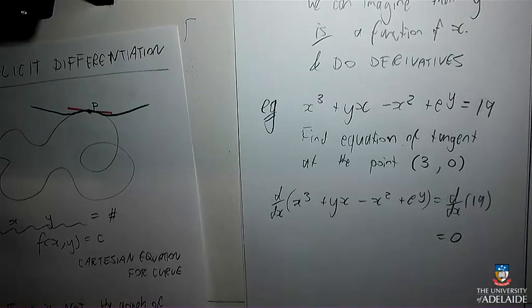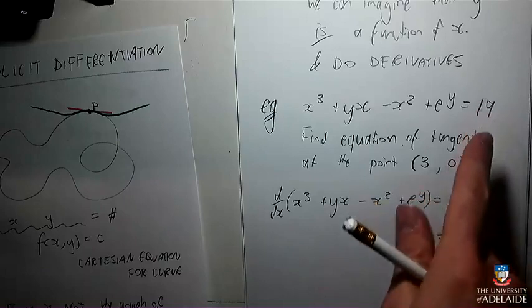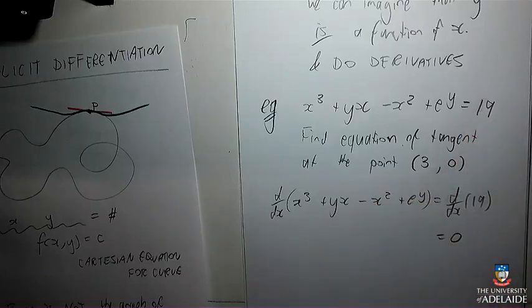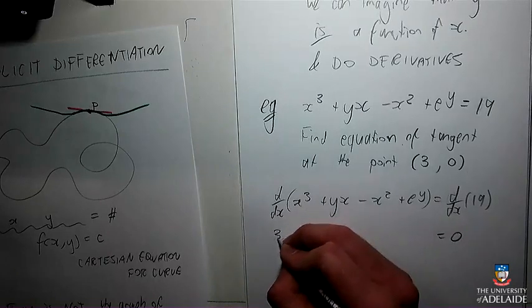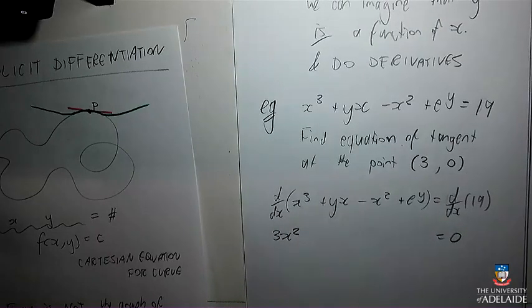And that makes sense. If you're on this curve, then no matter which point you're at, the answer is 19. So if you move the x over a bit and stay on the curve, the answer will still be 19 and it didn't change. So there's no change there. Okay, this one doesn't have a y in it, so we'll be fine. So it'll just be 3x squared. That'd be great.